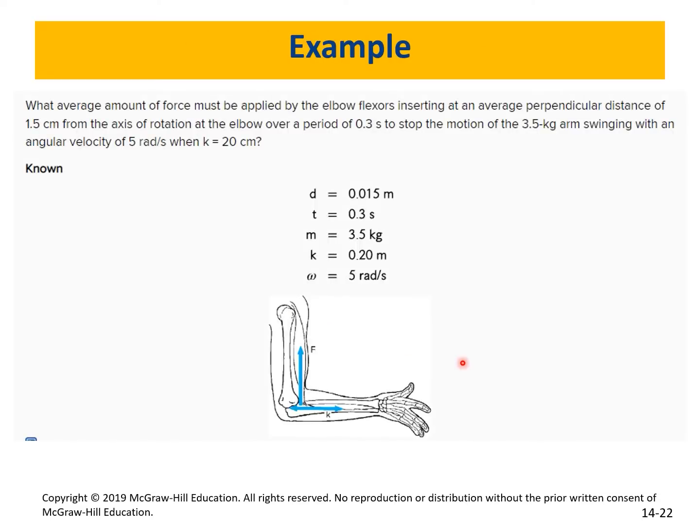This is an example. What average amount of force must be applied by the elbow flexors inserting at an average perpendicular distance of 1.5 centimeters from the axis of rotation at the elbow over a period of 0.3 seconds to stop a motion of a 3.5 kilogram arm swinging with the angular velocity 5 rad per second, where k equals 20 centimeters.